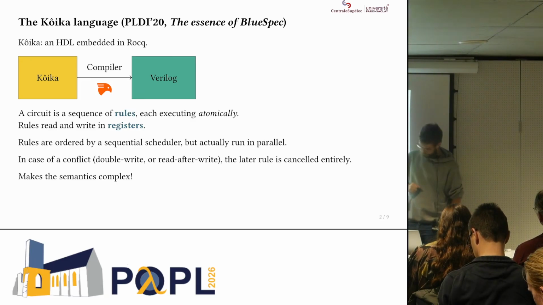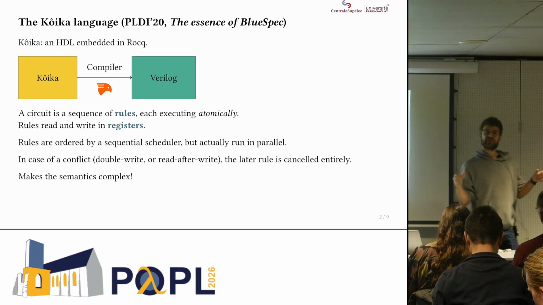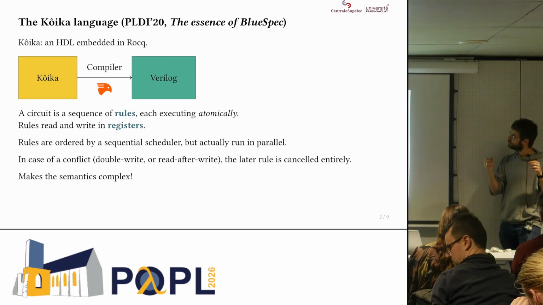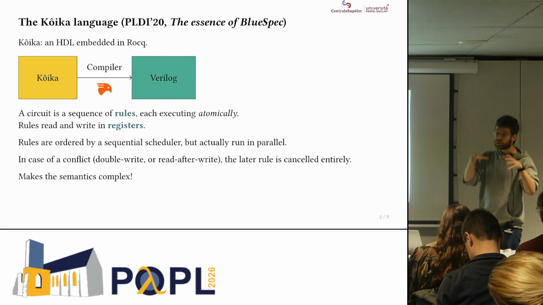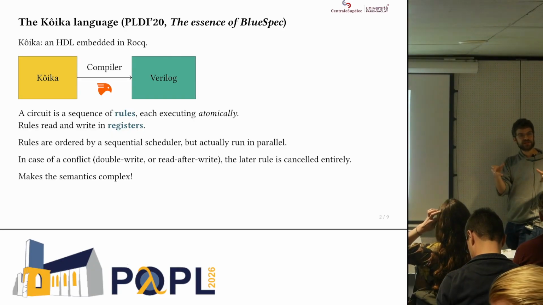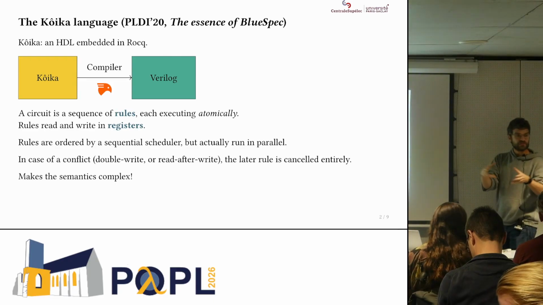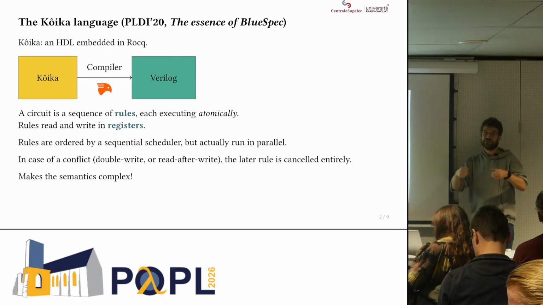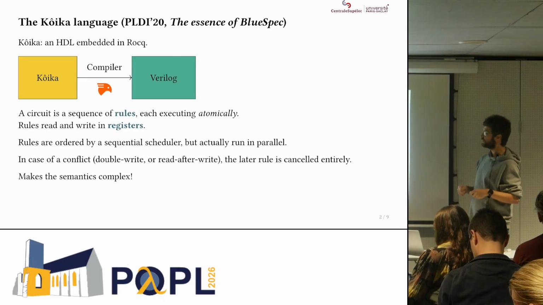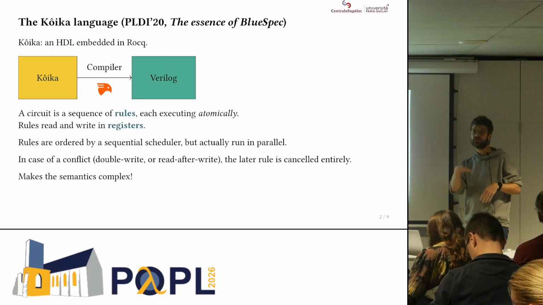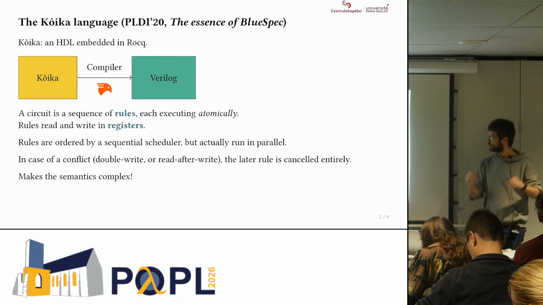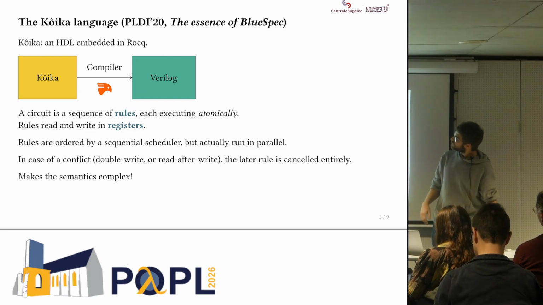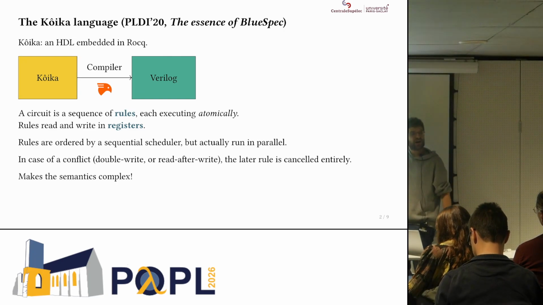So just to be more precise, what atomic means here is that if there's a conflict between two rules, for example, they try to read, or more likely write, to the same register during the same cycle, then that's a conflict that can't happen. The later rule, the rule that does the second write to the register, is cancelled entirely. Not only this write to the register, but all the effects of that rule. So that makes the semantics of Kôika quite complex and hard to reason about.